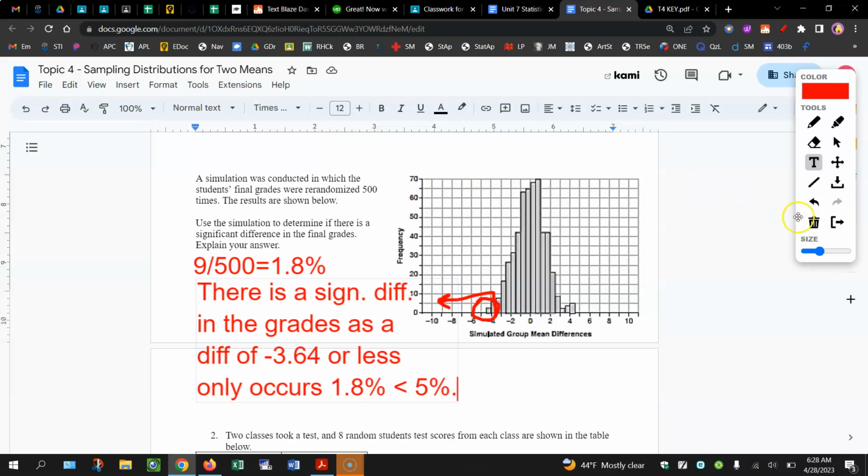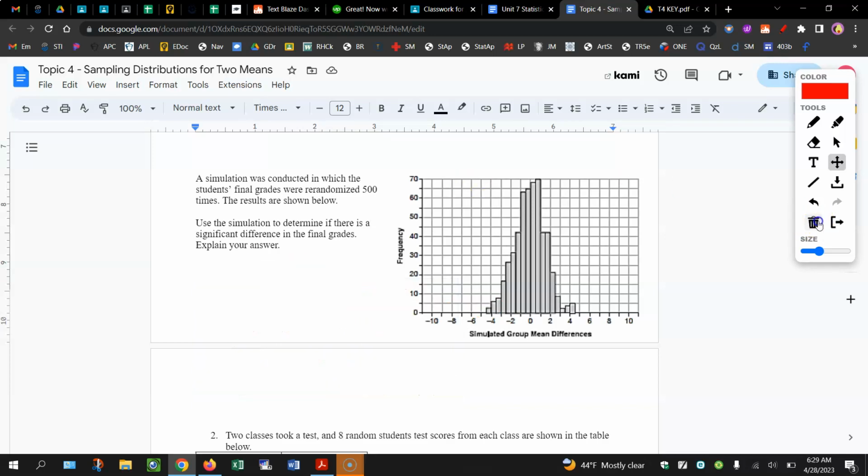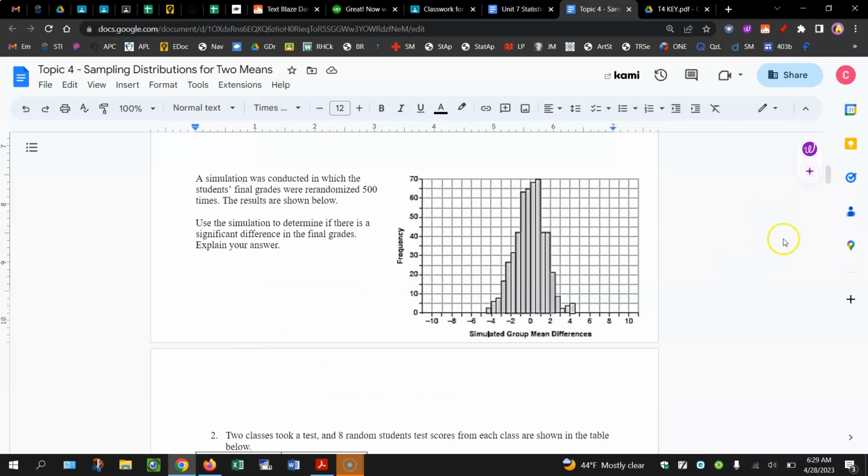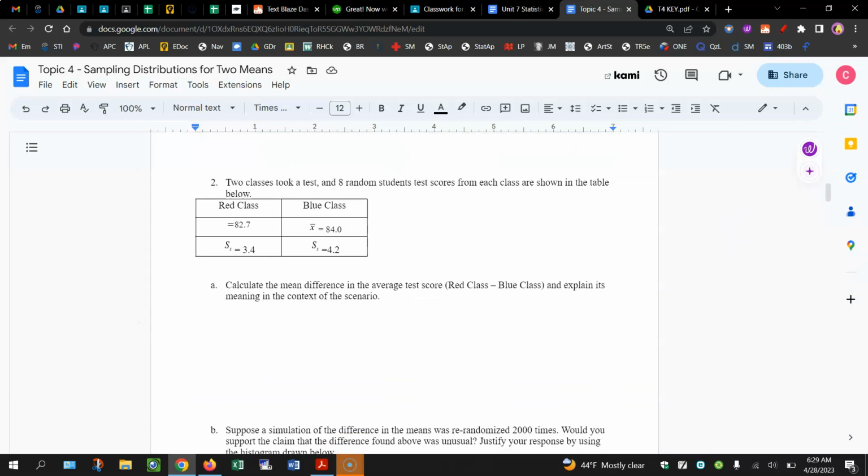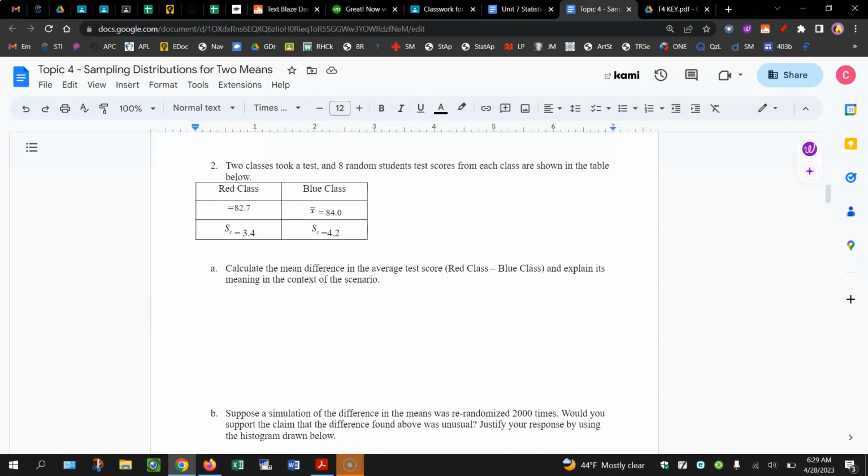That's the first question. Let's take a look at question number 2. You're going to see in this lesson, you're going to have to utilize the 5% rule a lot more than we did in the previous lesson, where we had confidence intervals for almost every question.